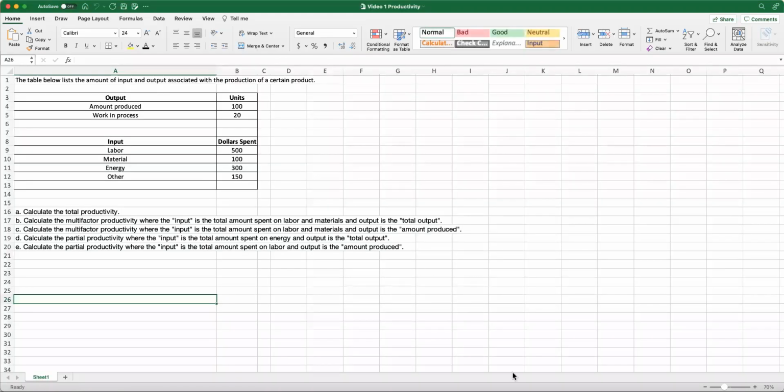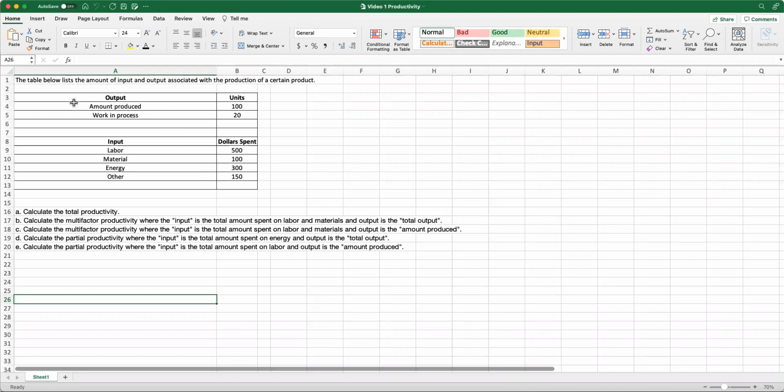Now, let's look at a numerical example and better understand what these mean. So I have a table on the left which summarizes the outputs produced. So we have 100 units produced, and we have 20 units that are in process. So these are getting ready.